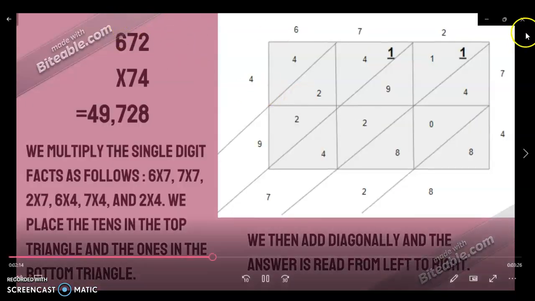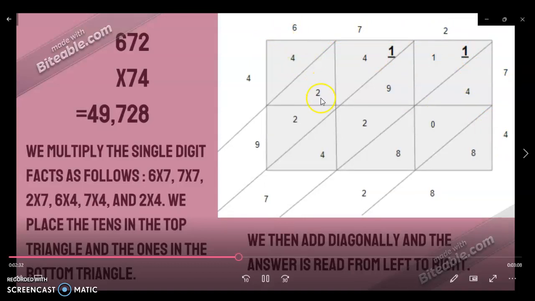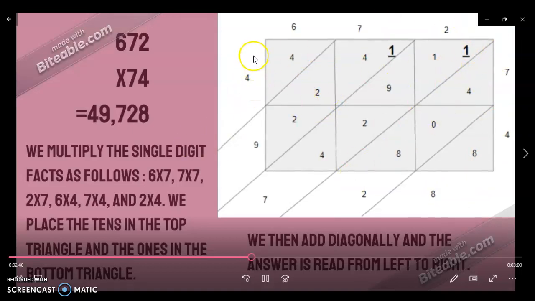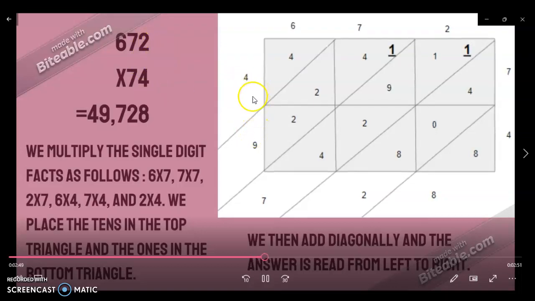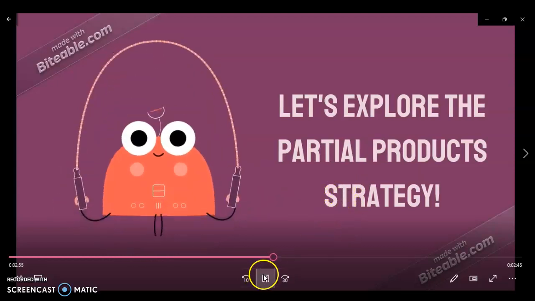I chose 672 times 74. And so we have our single-digit multiplications of 6 times 7, 7 times 7, 2 times 7, and then 6 times 4, 7 times 4, and 2 times 4. We put the tens in the top triangle, the ones in the bottom, and then we'll add diagonally, carrying those tens as we need. Our total can be read from left to right. So our total for 672 times 74 is 49,724.